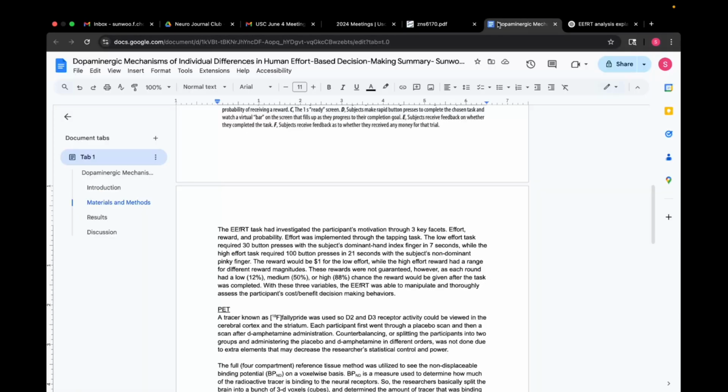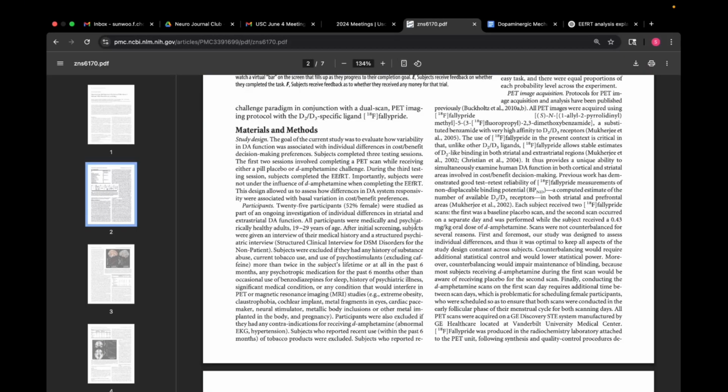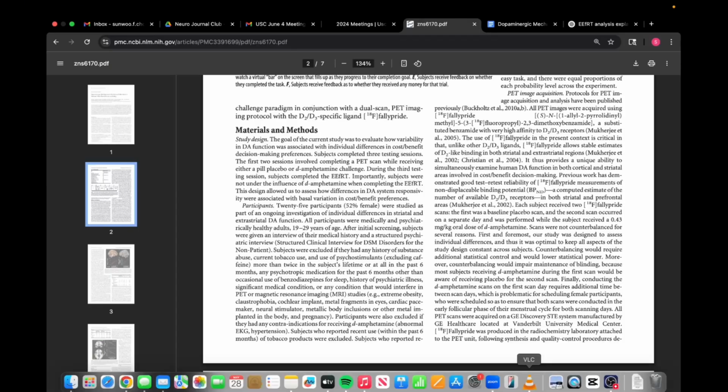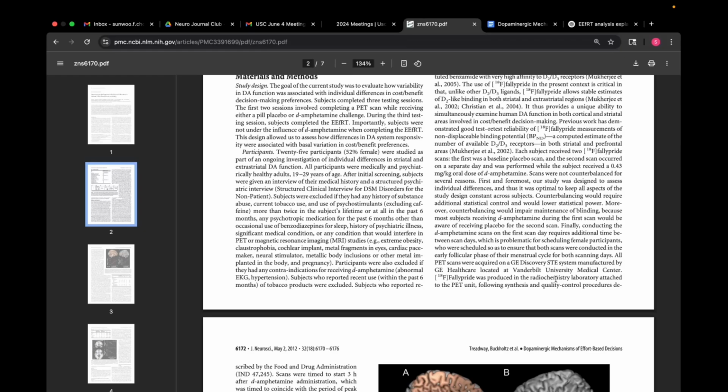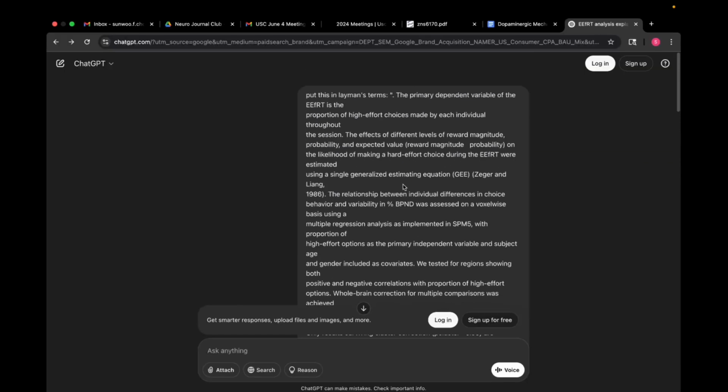So right now, I have a basic summary of the materials and methods out here, and most of the jargon comes from the methodology of the PET scanning for this specific paper. In my situation, what I usually do is I open up ChatGPT, and as you can see here, I started off with a paragraph that I did not understand at all. I said, put this in layman's terms.